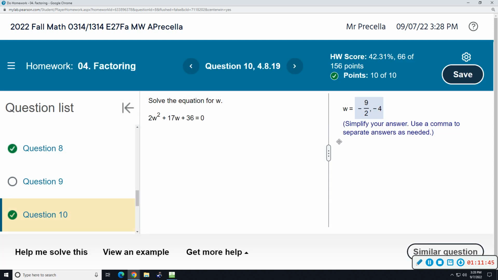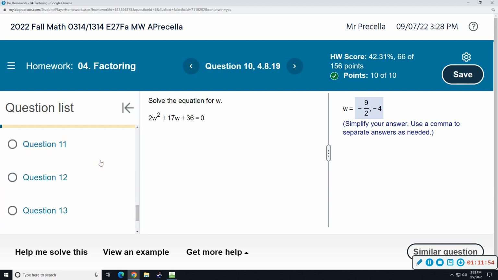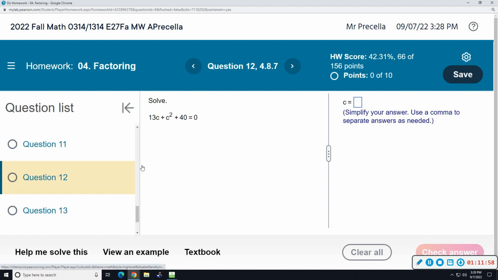Any questions on that? And it is sort of important to be able to spot how this differs from what we were doing. Number 12. Write it down.